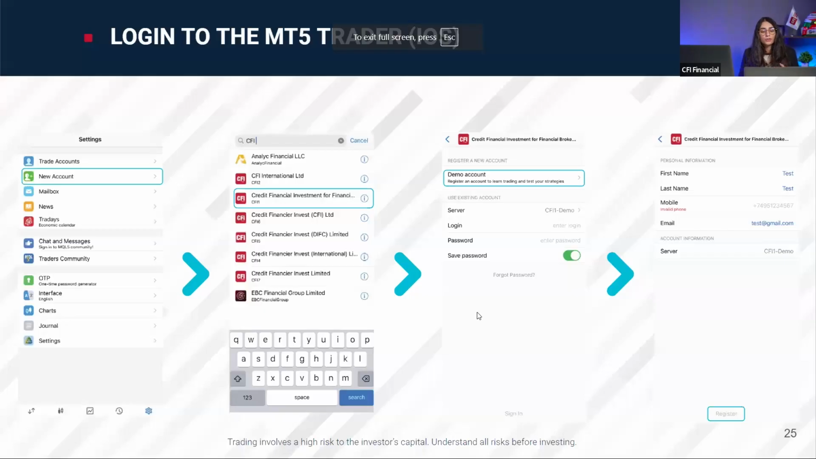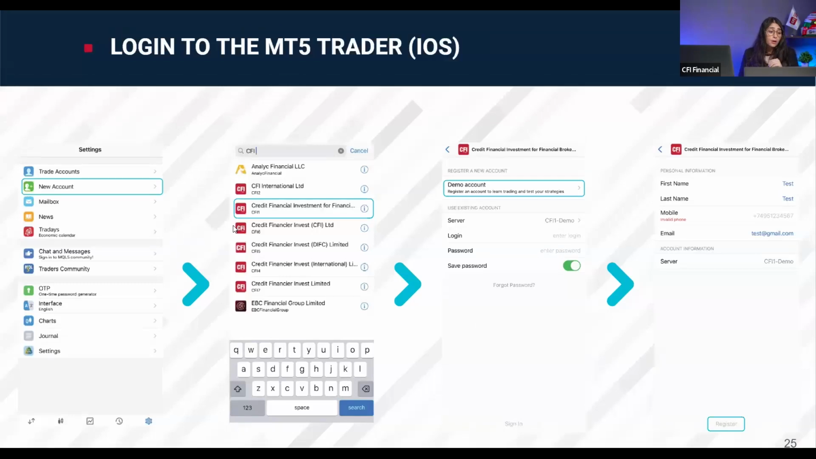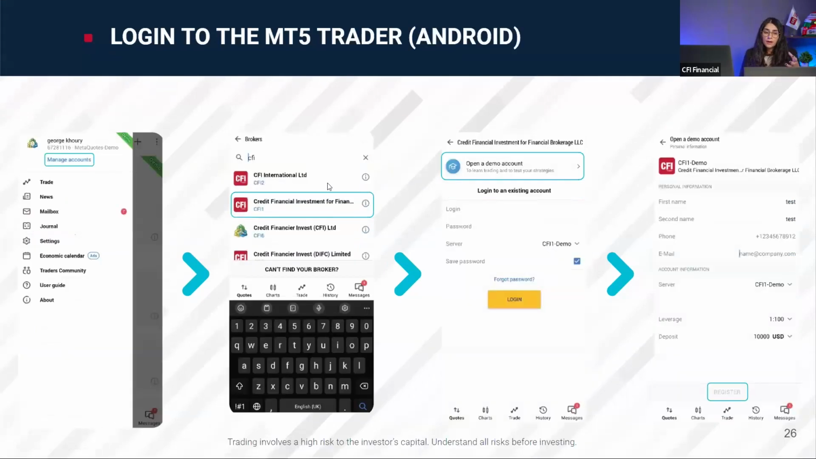So we talked about using the MT5 platform on the desktop. Now we're going to show you how you can enter the MT5 platform using iOS. You go to settings, new account, you choose your server based on what your relationship manager told you, and you choose whether you want a demo or real account. It's kind of the same steps, and then you enter all your information. And this is how you're able to log in if you have an Android. Same kind of steps: you go to manage account, you choose your server, you open the account, put in all your information, and you will have your account ready.